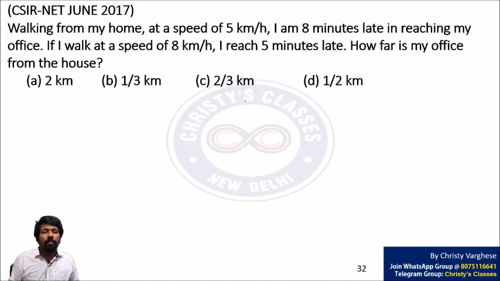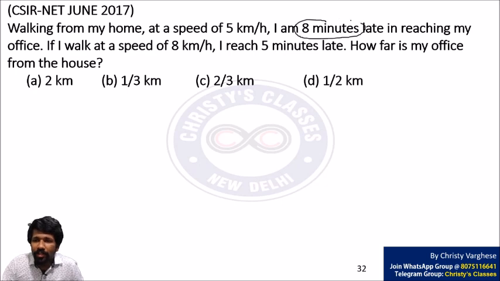I'll explain. Walking from my home at a speed of 5 km per hour, I am 8 minutes late in reaching my office. If I walk at a speed of 8 km per hour, I reach 5 minutes late. How far is my office from my house? So here the shortest way of doing this is, listen very carefully.